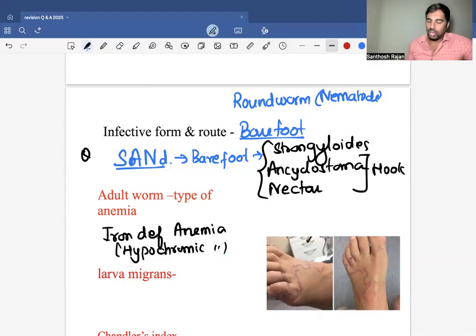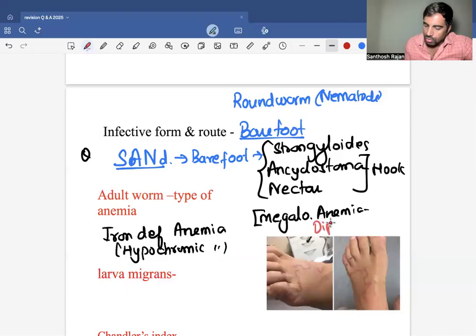That is one thing. Because you also have megaloblastic anemia, which is caused by Diphyllobothrium latum, right? So two important anemias we have. Remember this: iron deficiency comes here and megaloblastic goes there. That's important. Next, larva migrans.